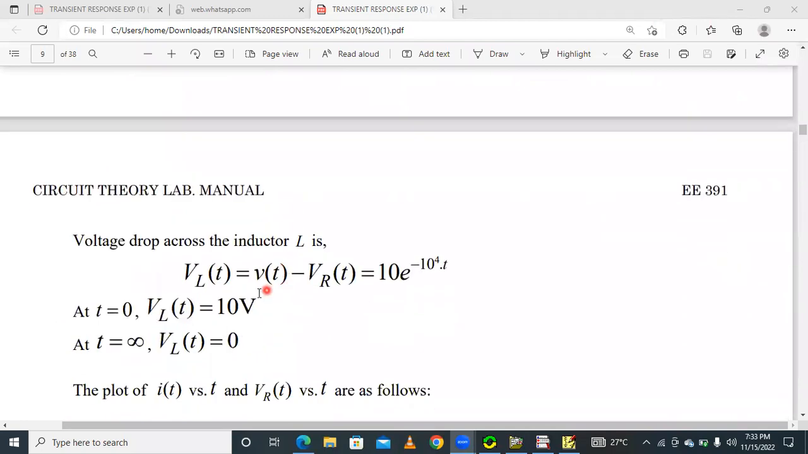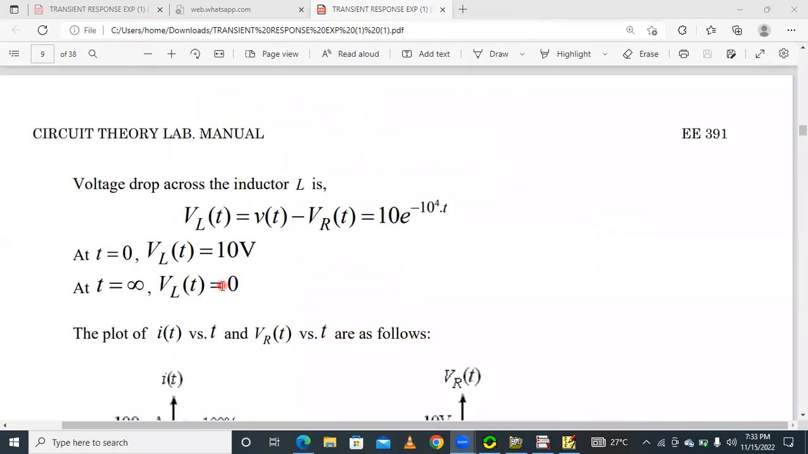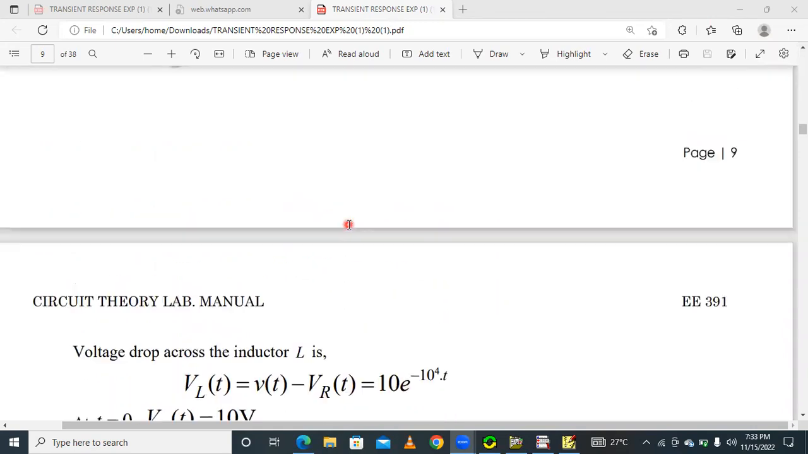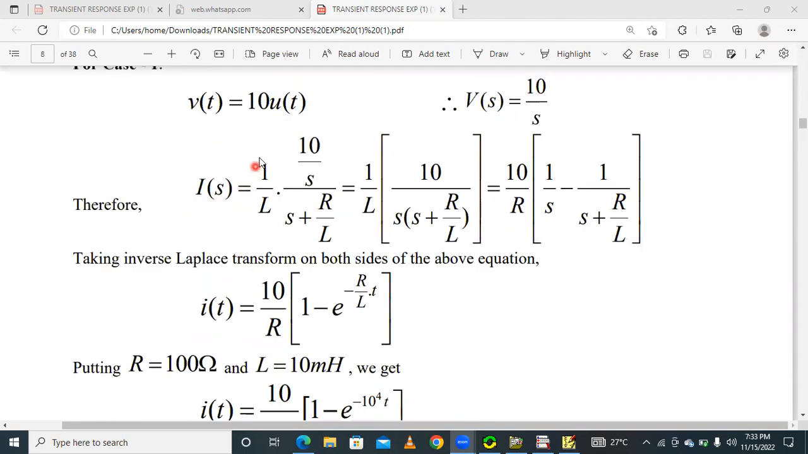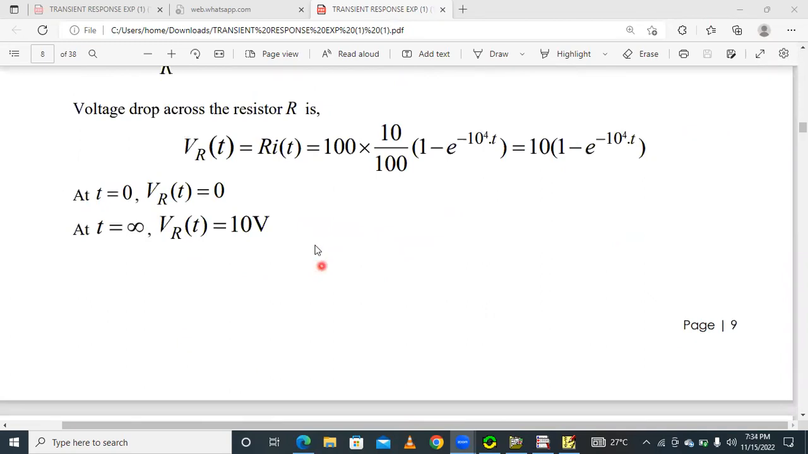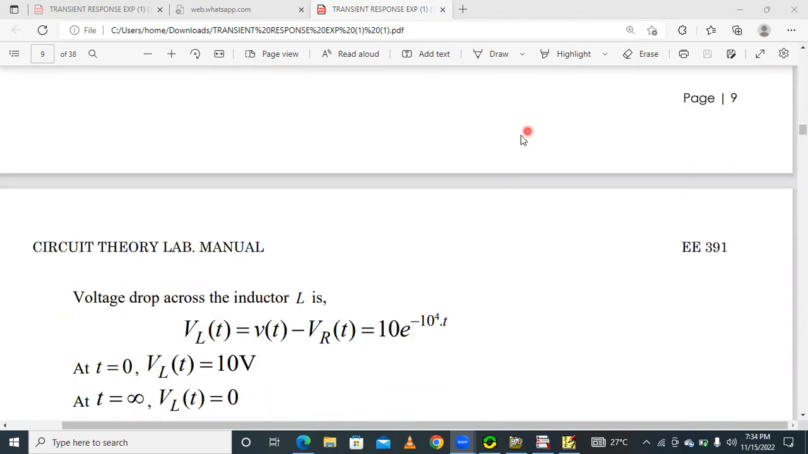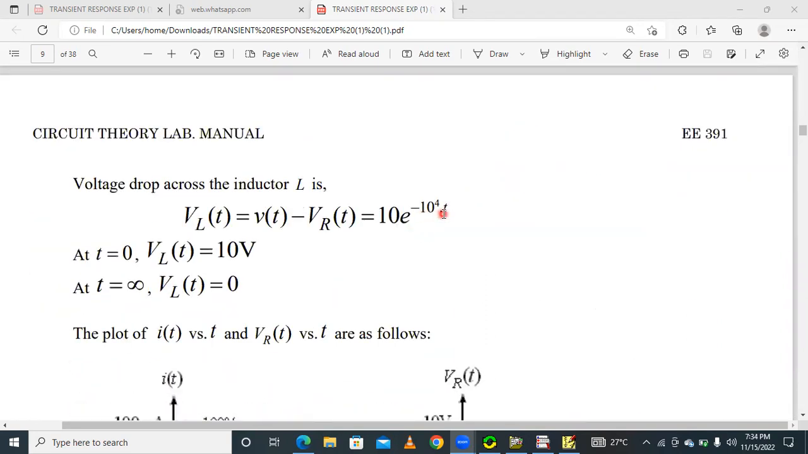It's clear. And then the voltage drop across the inductor L is VL of t equal to V of t minus VR of t. The total voltage minus the voltage drop across the resistor is the voltage drop across the inductor. V of t is the expression 10 into U of t, minus VR of t, which is 10 minus 10 into e power minus 10 to the power of 4 into t. So you will get only 10 into e power minus 10 to the power of 4 into t.